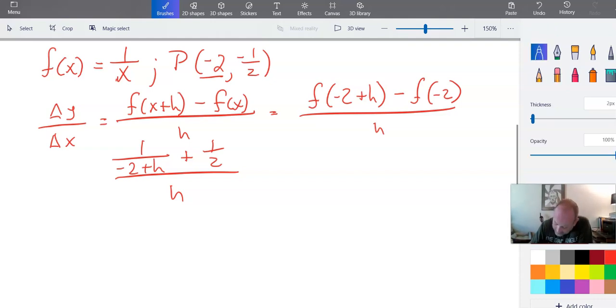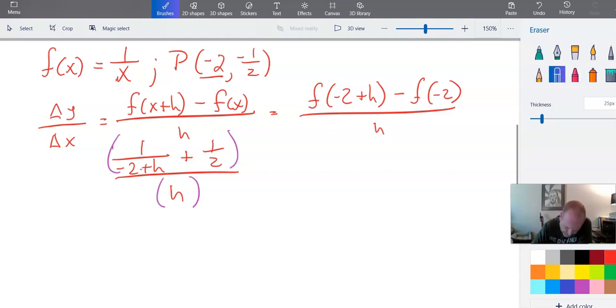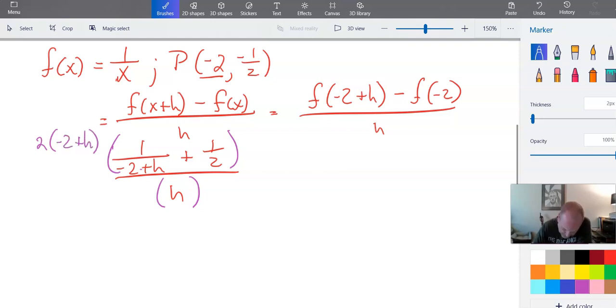And I know what I like to do is just clear out these denominators in the numerator. If you have a fraction, you're allowed to multiply the numerator and denominator of a fraction by the same number. Well, this is the numerator and this is the denominator. So what I'm going to do is multiply top and bottom by the common denominator of the numerator. That would be, let's see, there has to be a 2 in it, and there has to be negative 2 plus h in it. All right, so that means we do the same thing to the bottom.